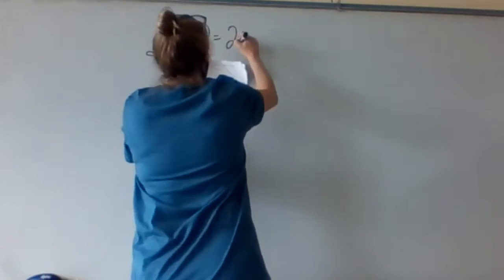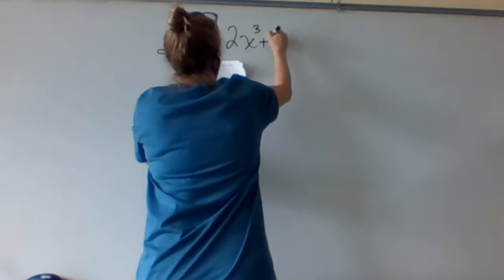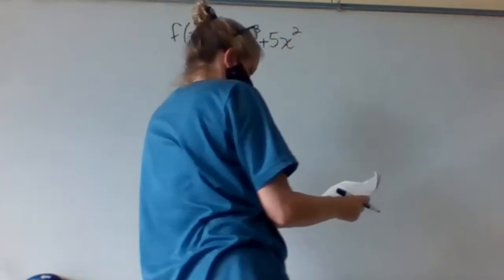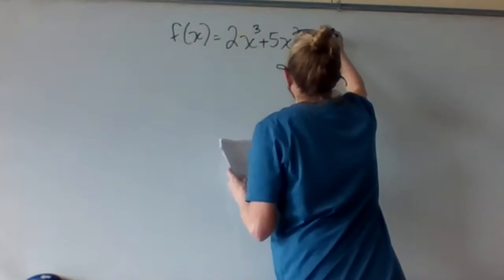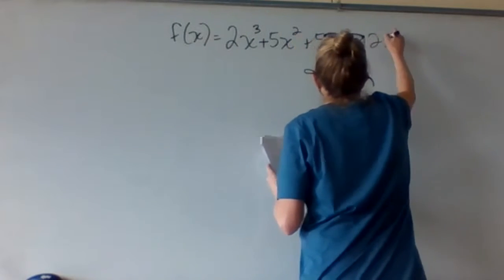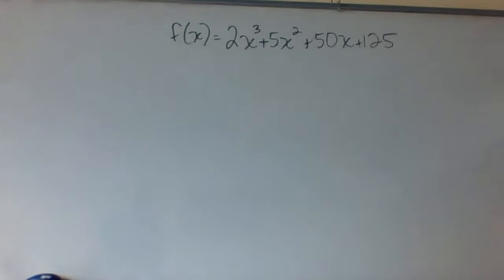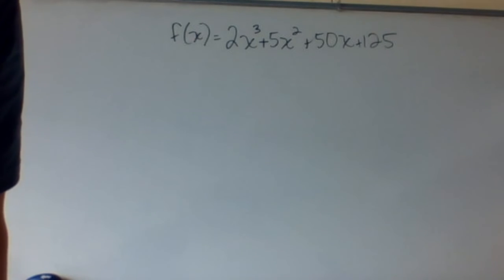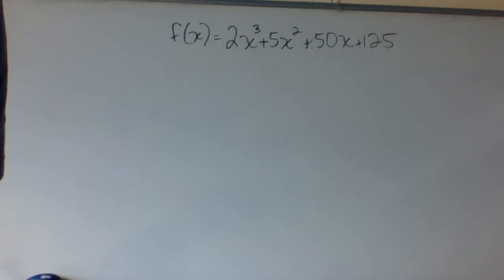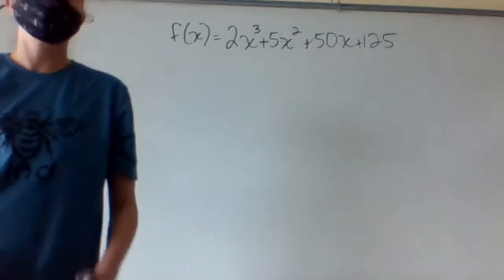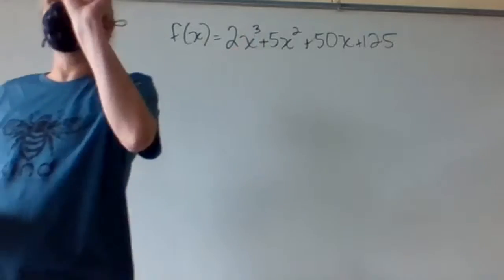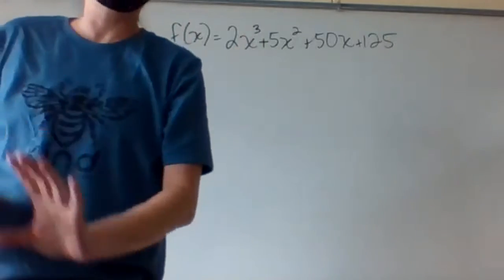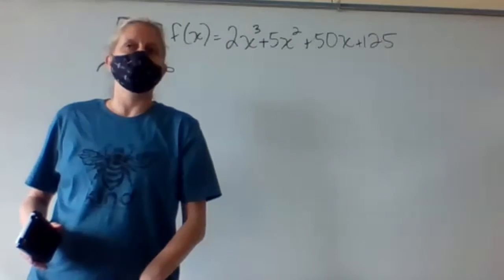F of x equals 2x cubed plus 5x squared plus 50x plus 125. Now, remember, if we're lucky, we can put this in because it's just cubed, which means if I can do one synthetic division, I would get it to squared and then use my quad.